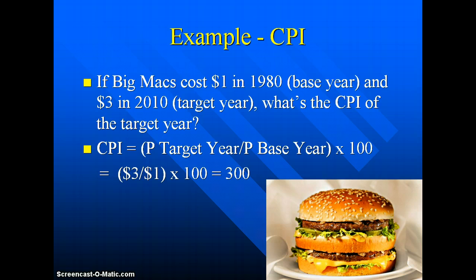In this case, $3 divided by $1 times 100 equals 300. That actually tells us that since 300 is 3 times 100, that we've had 3 times the amount of inflation, or 300% inflation, since 1980. Quite a bit. Okay, now you try.